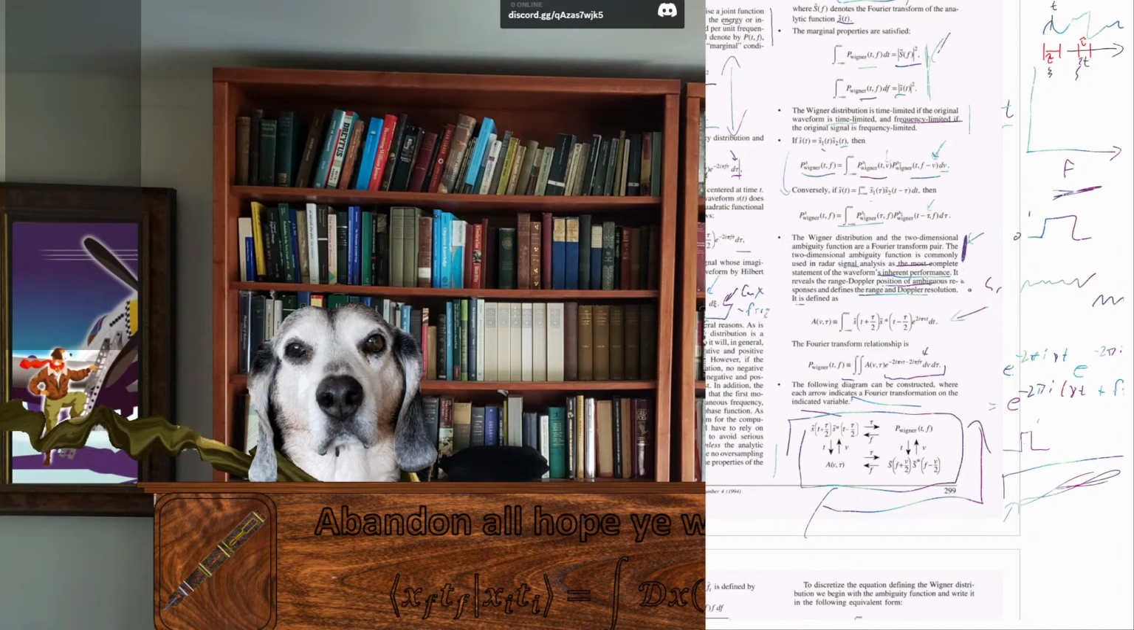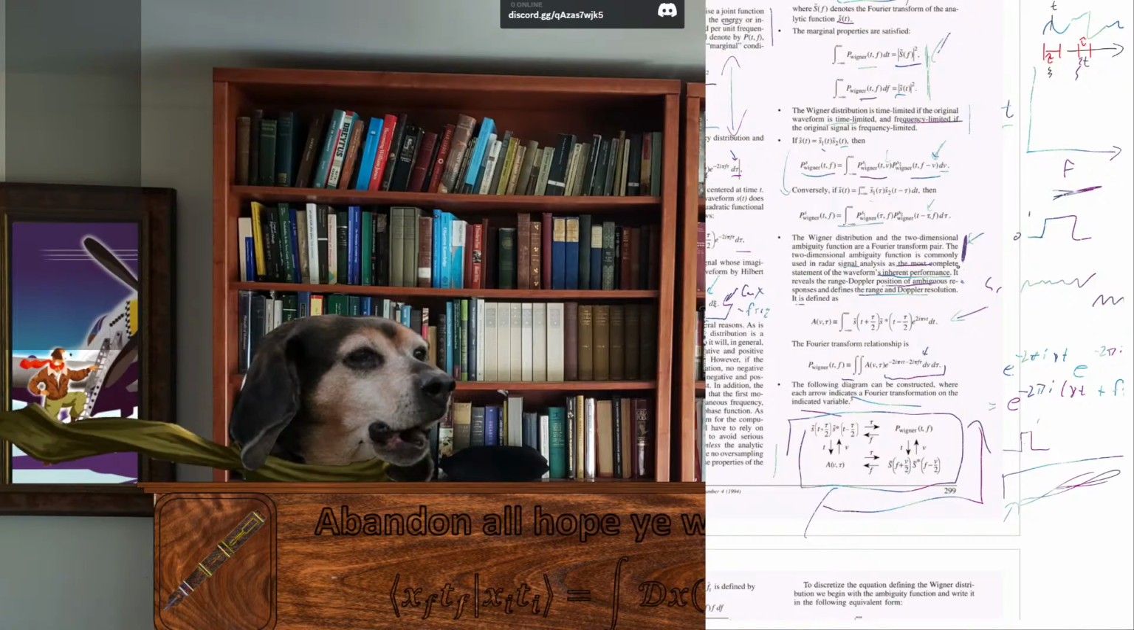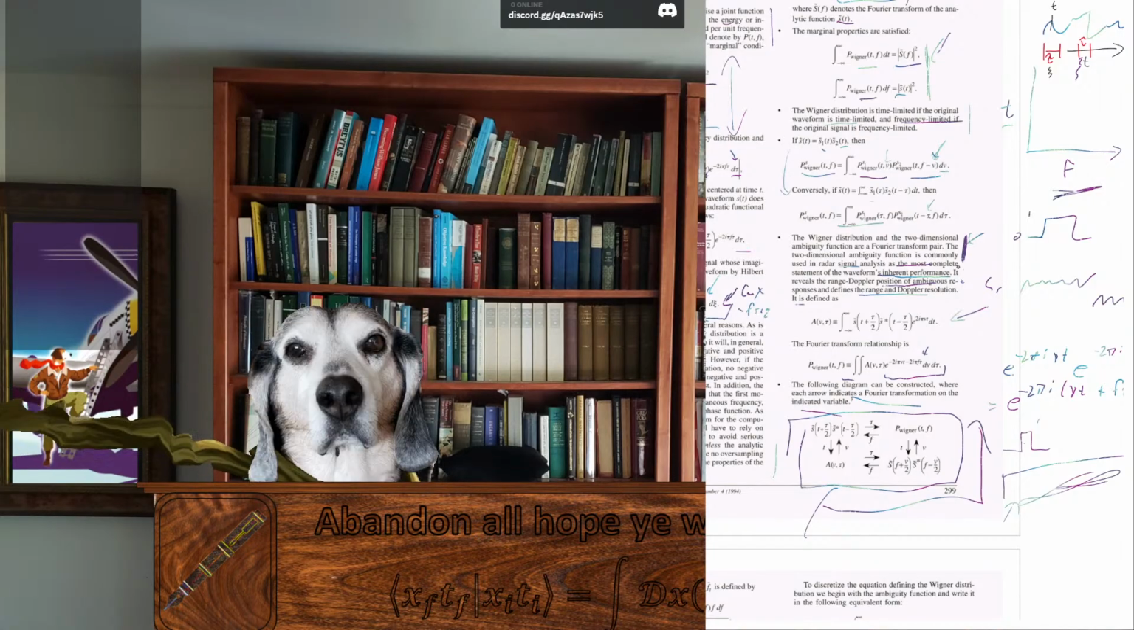And so that is just a Fourier transform of this Wigner function. So that's, again, why it's interesting. So this is the ambiguity function, which is A of nu and tau, s tilde of t plus tau over 2, s star tilde of t minus tau over 2, e to the I, right?